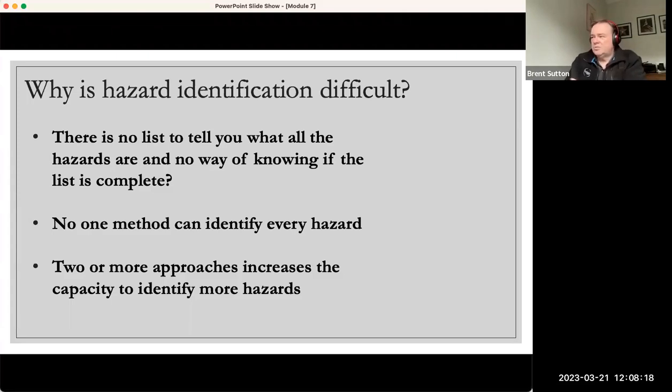So if there is no list to tell you what all the hazards are, and no way of knowing if the list is complete, then what it says is that no one method can identify every hazard. And what he was saying is that using two or more approaches simply increases the capacity to identify more hazards. Now, the good news about machinery safety is that we know there are 7 major sources of harm that can happen on a machine around physical harm. So, of course, a checklist can be quite effective.